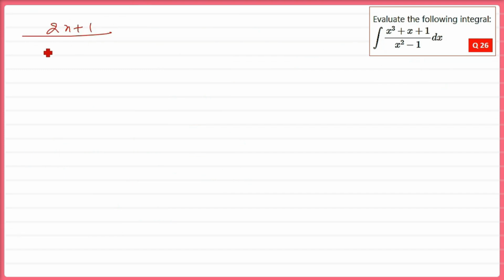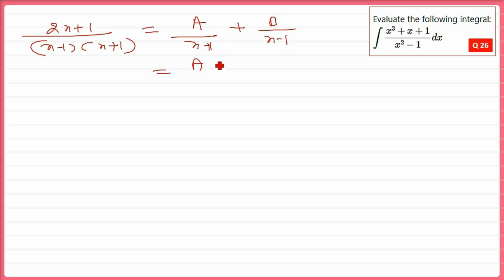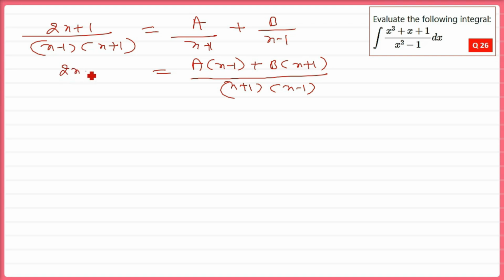So 2x plus 1 divided by x minus 1 into x plus 1. When we take the partial fraction, a divided by x minus 1 or x plus 1, you can have either way. x minus 1, x plus 1 can be below any of the constants. It's up to you. a into x plus 1 plus b into x minus 1, divided by x plus 1 into x minus 1. On the left it is 2x plus 1 divided by x minus 1 into x plus 1. Just cancel these two. This is your equation number 1.